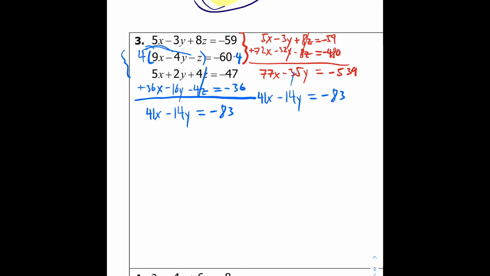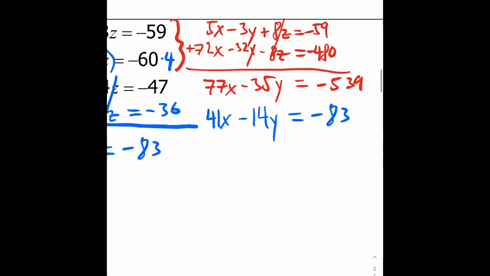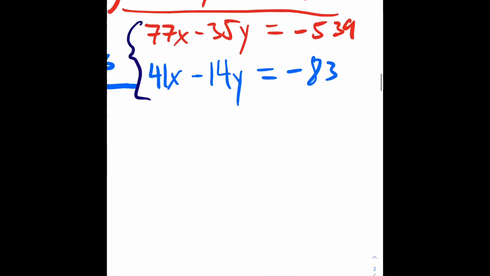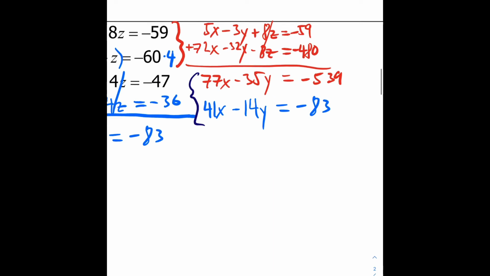Now if I just copy this over here real quick. Right now, I have a nice system of equations right here, okay? So now I can just treat these two equations as their own little system of two equations. This will get me x and y, okay? So 77x and 35y.